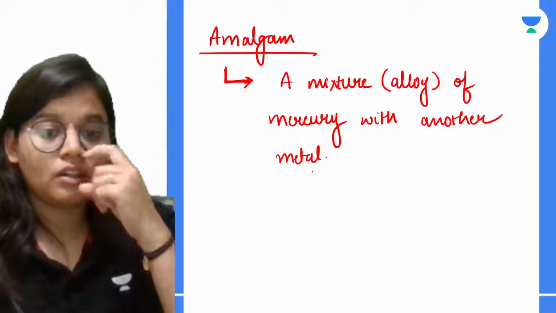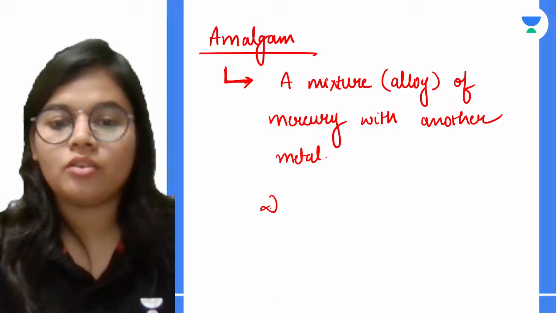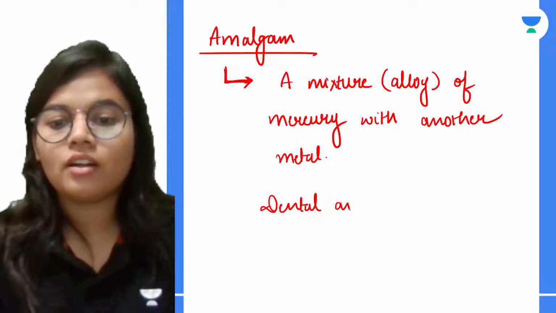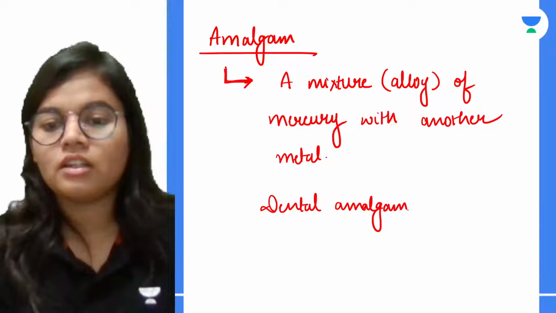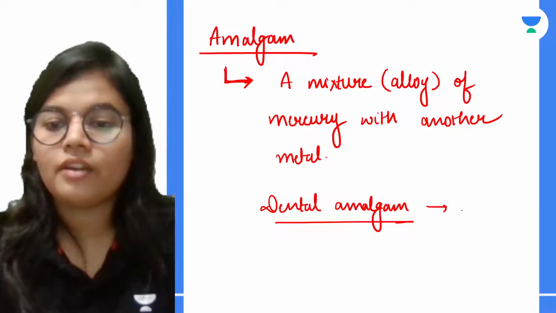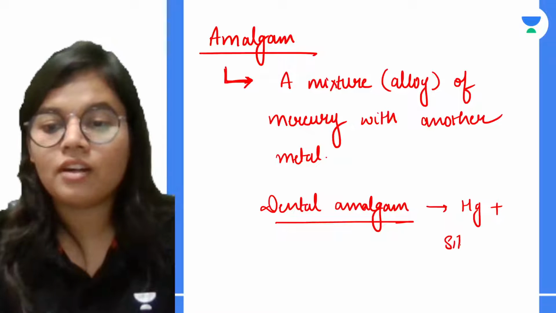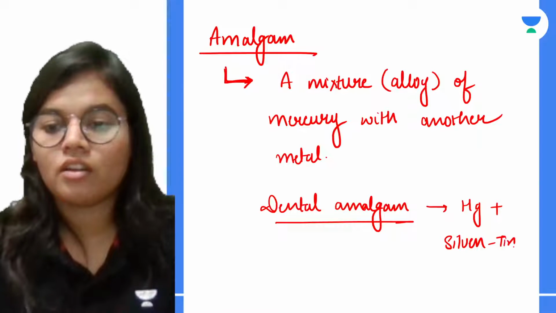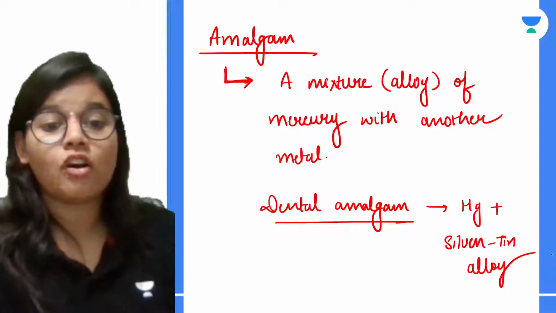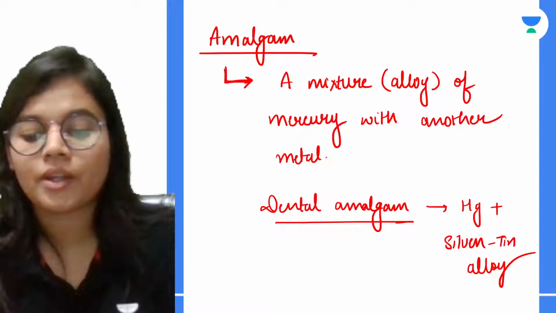Okay, now if I talk about a common use, if any one of you has ever gone to a dentist, sometimes dental amalgam is used. And what is it? Here we are having mercury plus a silver tin alloy. So why is it called an amalgam? Because the base metal here is mercury.